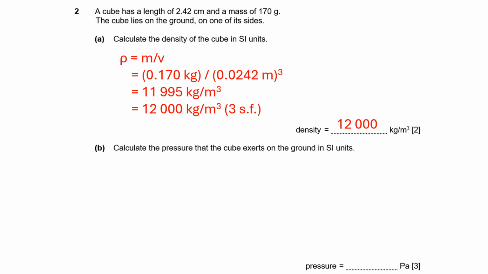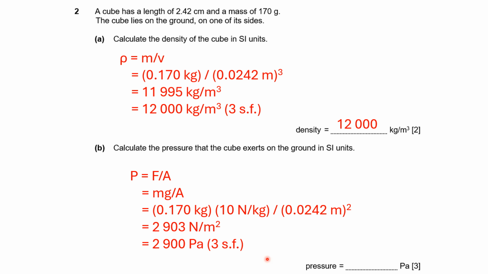For part B, we want to calculate the pressure. For pressure, we need to remember that it's given by force over area, and the force that the cube exerts on the ground would also very clearly be its weight. So I've just straight away substituted for mg, and the area would still be the same length but squared instead of cubed this time. Doing the math and going through the steps, we get 2,903 newtons per square meter, which we know is the SI unit pascals. So 3SF gives us 2,900 as our answer.